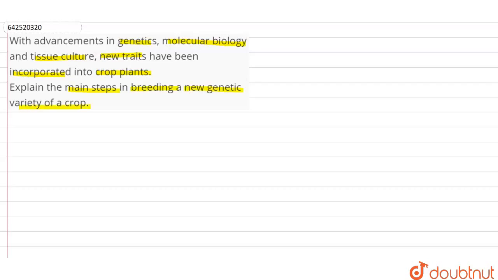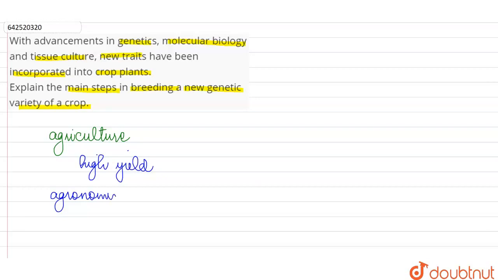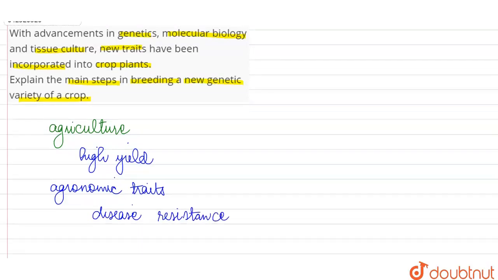So we all know that agriculture is becoming more and more important because the human population is growing explosively, and so as to feed and sustain this large growing human population, we need improved crop varieties which can give us a high yield, and also we are looking for plants which have more desirable agronomic traits, such as being resistant to the disease causing pathogens and even to the insect pests.